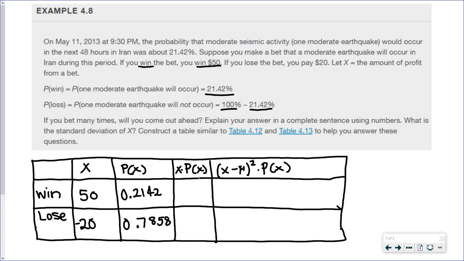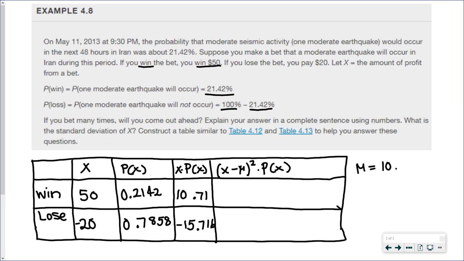To find x times p of x, we multiply 50 times our decimal for p, and I get 10.71. So just multiply these two together. For x times p of x for losing, we multiply negative 20 times our decimal for p of x. In this case, we get a negative number, negative 15.716.